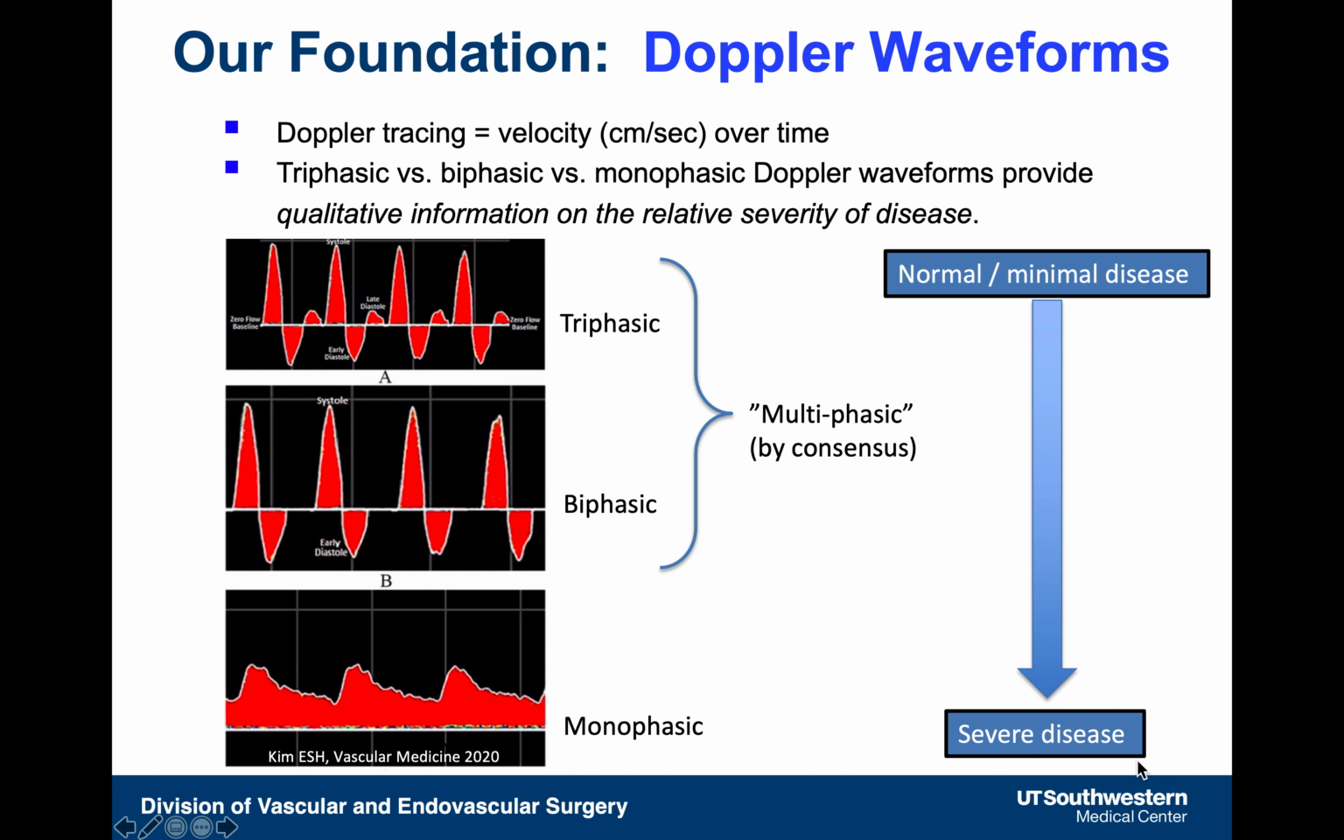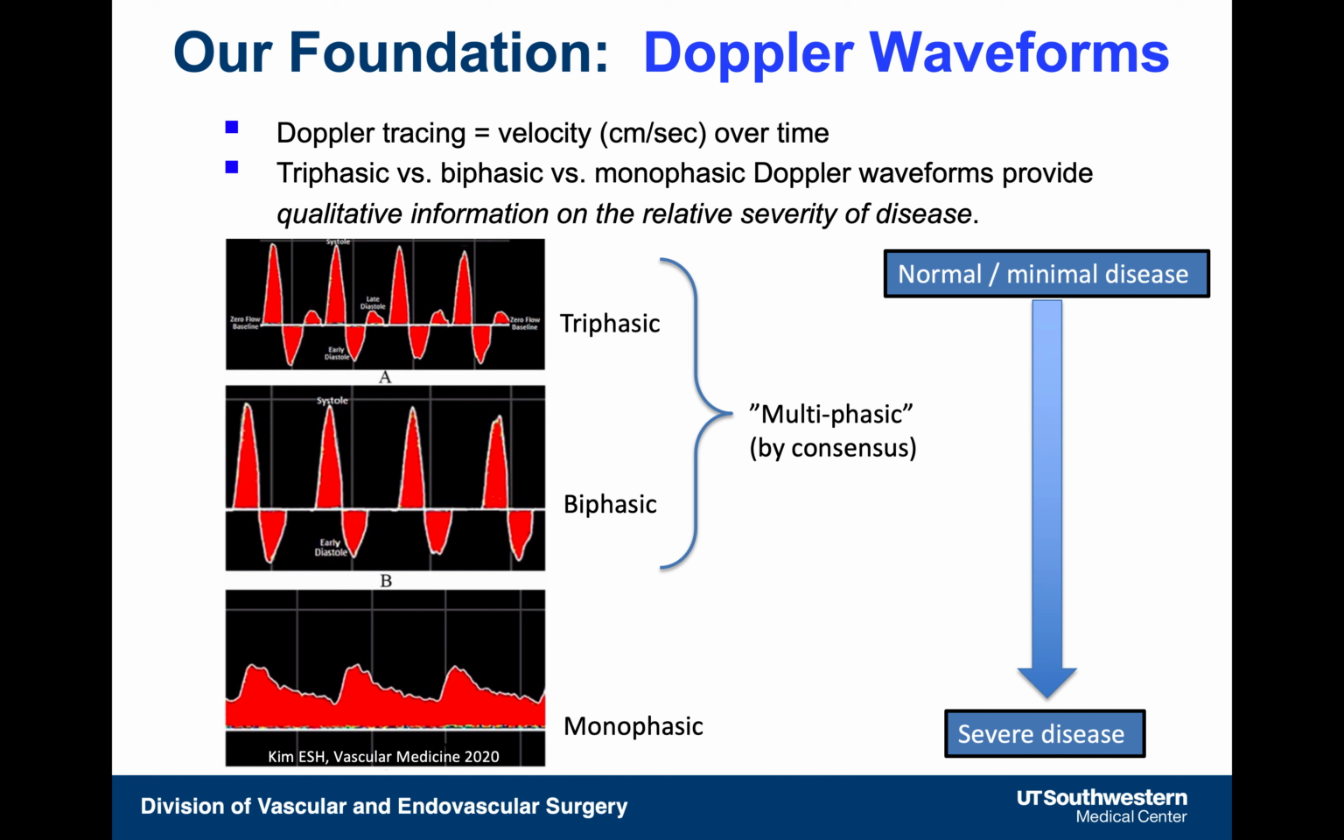A triphasic waveform has, as you can see on the screen here, a positive inflection during systole, and then an early diastolic reversal flow, followed by a late diastolic positive flow. And so hence the term triphasic. As an artery becomes diseased or stiffened with atherosclerosis, you see the loss of the late diastolic forward flow. Therefore, this is called biphasic.